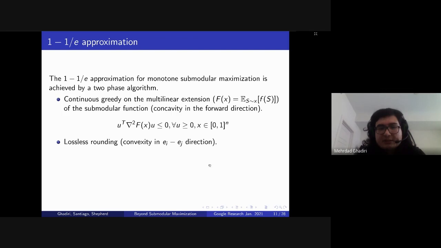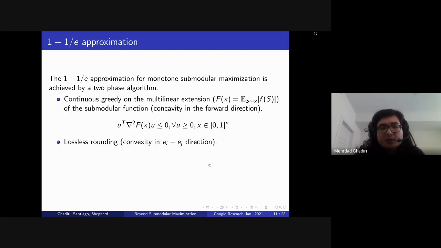But basically, it just uses the fact that the multilinear extension of submodular functions is concave in the forward direction, or in mathematical language, it's the inequality you see on the screen. Basically, if u is non-negative and x is in the 0, 1 cube, then u transpose the Hessian times u is non-positive. So the first part, the continuous optimization part, uses this concavity in the forward direction.